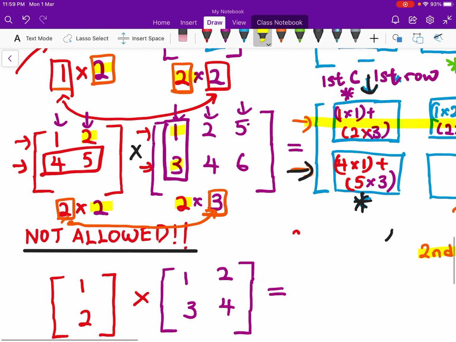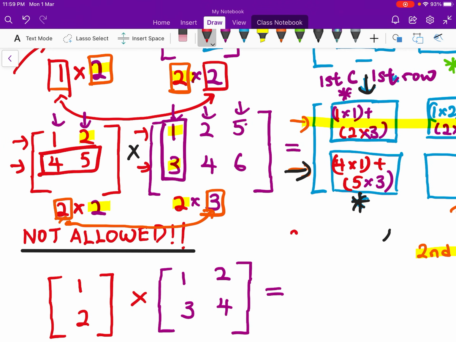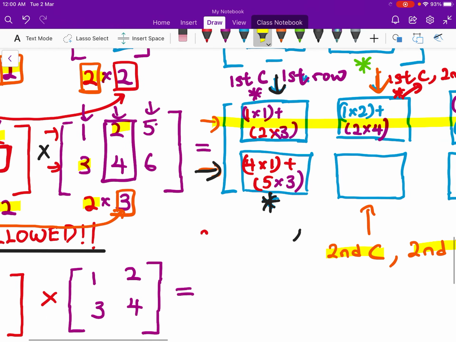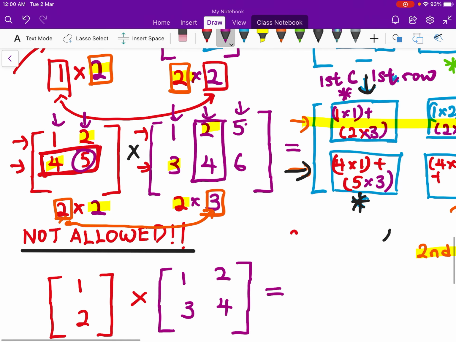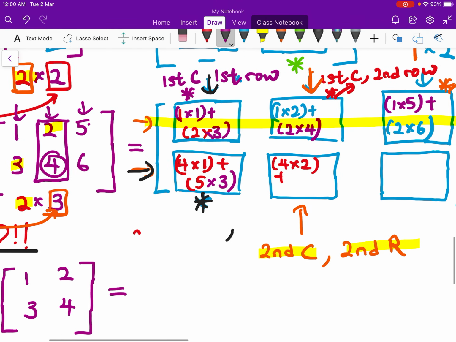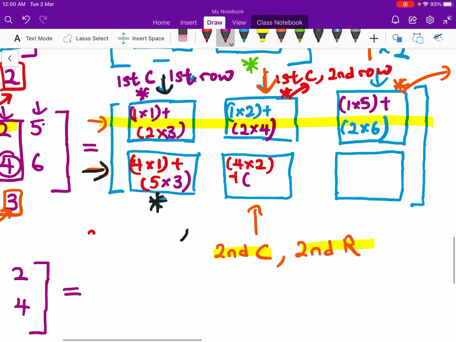So our first matrix is still at the second column, and our purple matrix is at the second row. Same thing, first number times your first number, 4 times 2. You add with your second number times your second number, 5 times 4. Right, so now we are done.